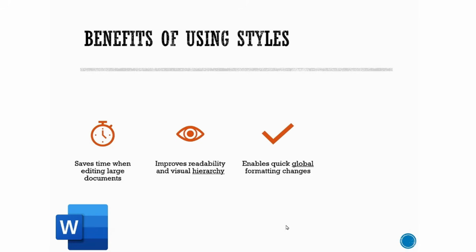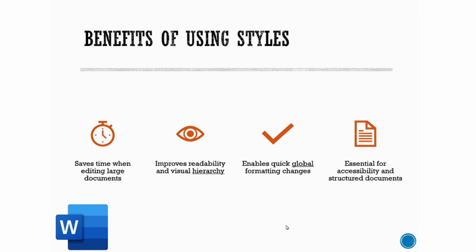And we also have the global formatting changes, right? When we make one change in one place, it changes everywhere. So think about the styles as almost like a mold. You change the mold in one place, everything else cascades, connected to that original mold.